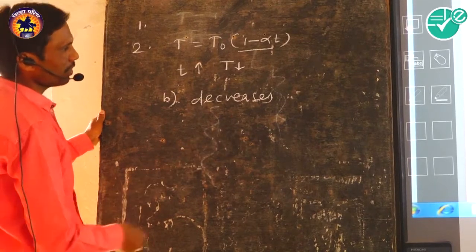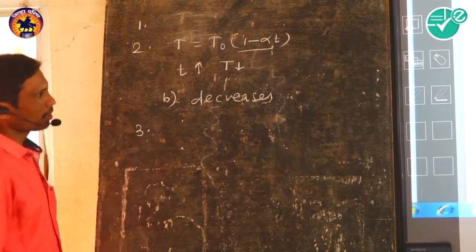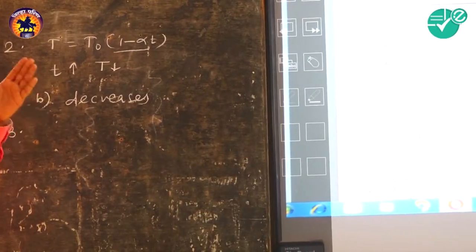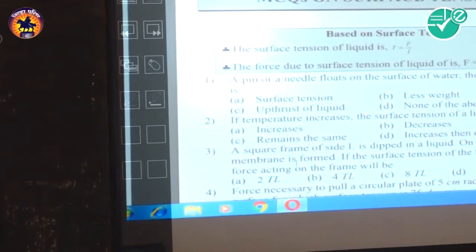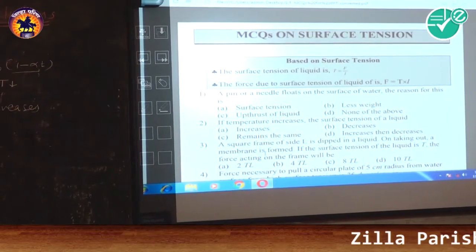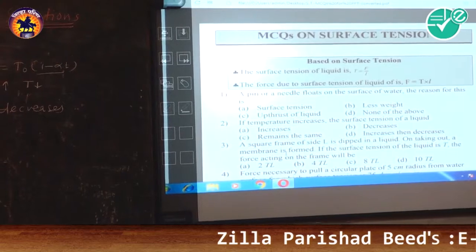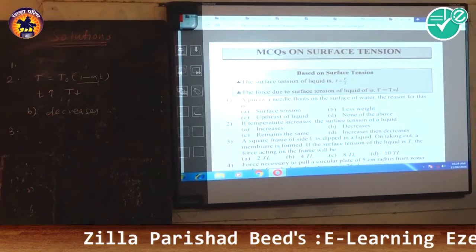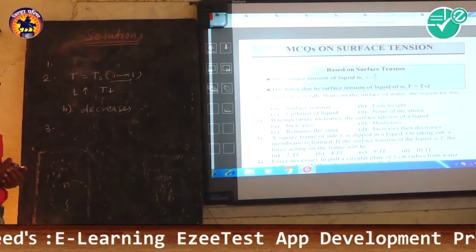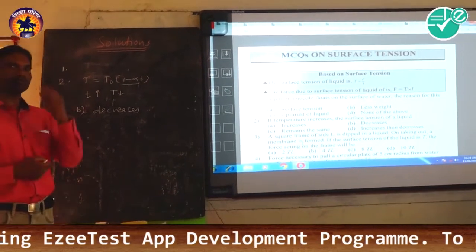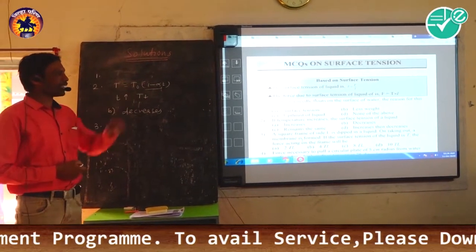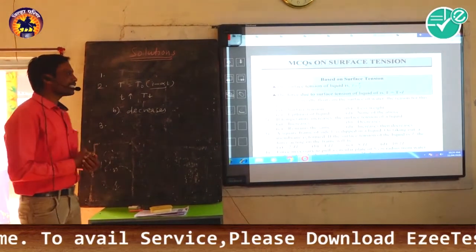Now we shall take the third MCQ. A square frame of side L is dipped in a liquid. On taking out, a membrane is formed. If the surface tension of the liquid is T, the force acting on the frame will be. Here it is the square frame whose side is L. So obviously the perimeter of that frame is 4L, but the actual length of the frame that is in contact with the membrane is 8L.